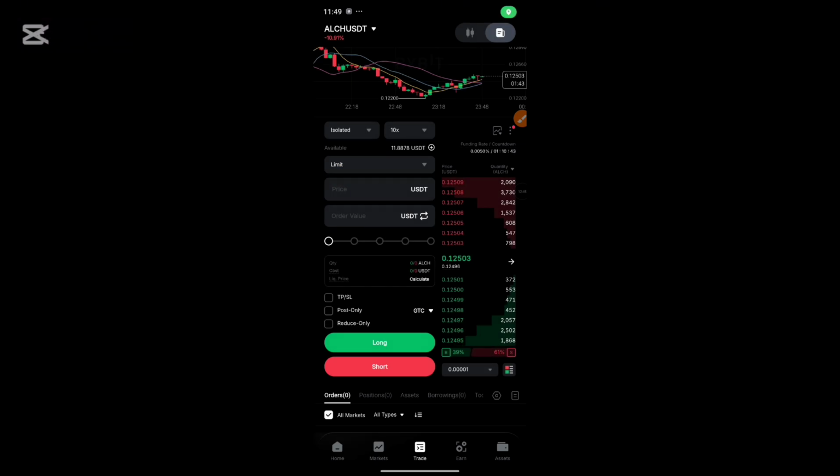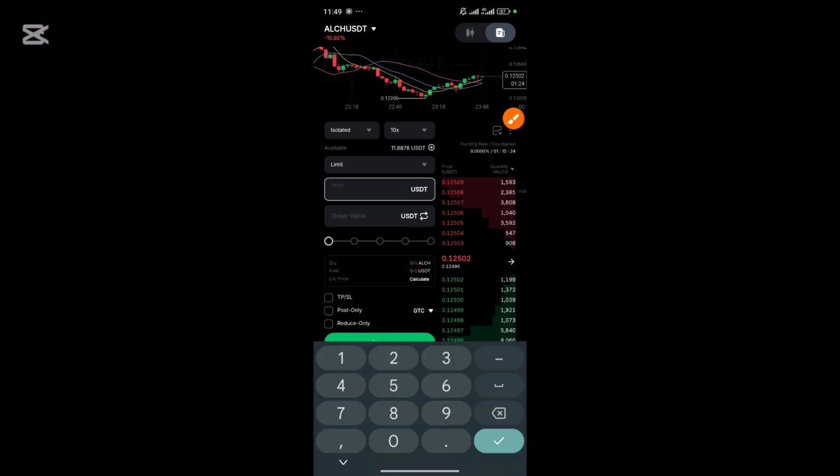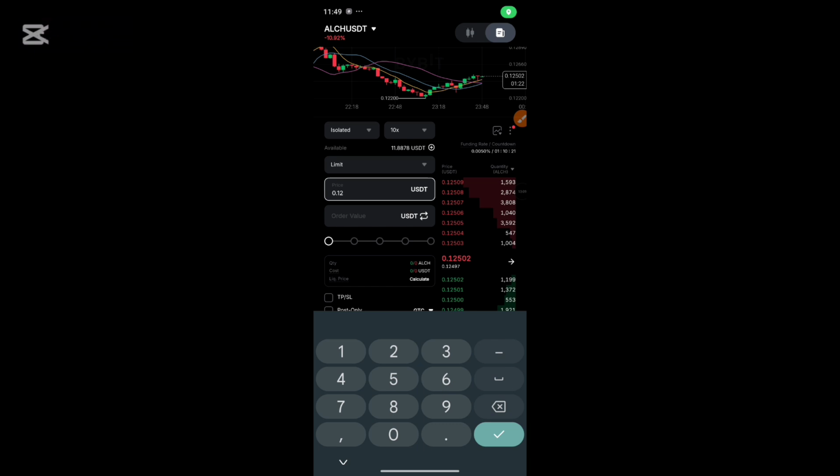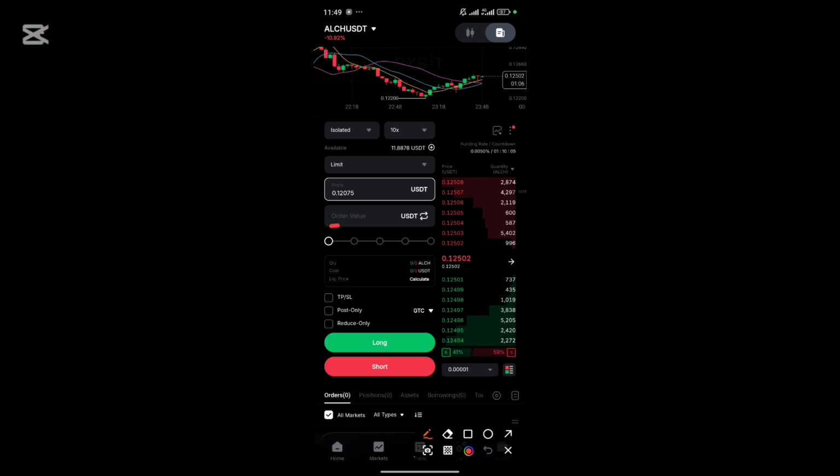If you check here, for you to trade on limit, you're going to see price. So you are going to enter the price at which you want to enter the market. All right, you're going to enter the amount. So let's say I want to enter the market at 0.12075 after doing my technical analysis. Then how much of your funds do you want to use to trade? Now this is a practical video. All right, now you can see this particular portion here.